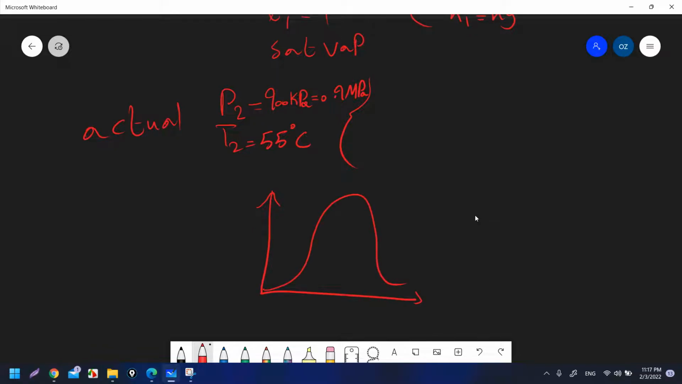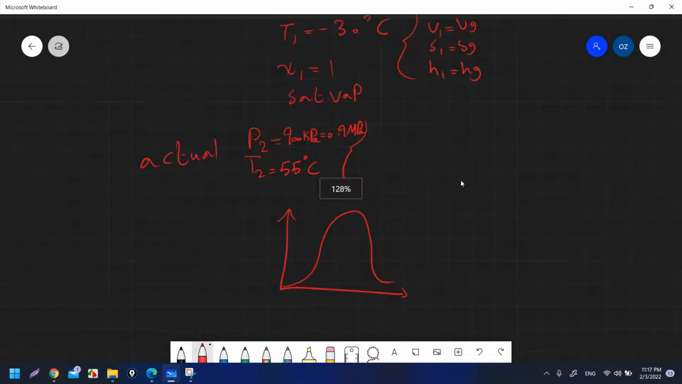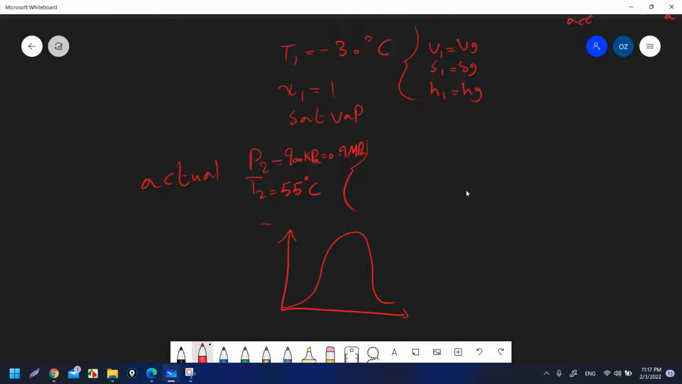Draw this one. At the beginning, at state 1, I have temperature on this axis and entropy on this axis. I have temperature negative 30, and I am a saturated vapor, so I am here. That is my point, saturated vapor. I will go in two ways. One is isentropic, so I will go exactly along a straight line.